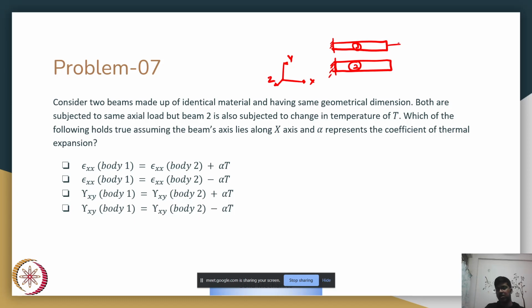P and P, but beam 2 is also subjected to a change in temperature of T. Okay, I'll write it heated by T. And we are asked which of the following holds true, assuming the beam's axis lie along the x-axis, which is what I have drawn already, and alpha represents the coefficient of thermal expansion.